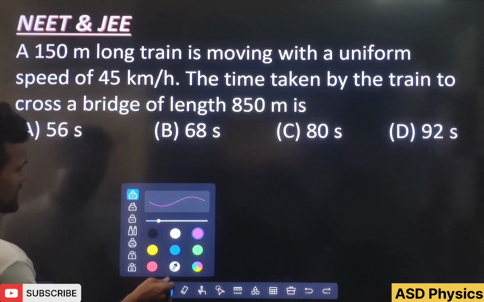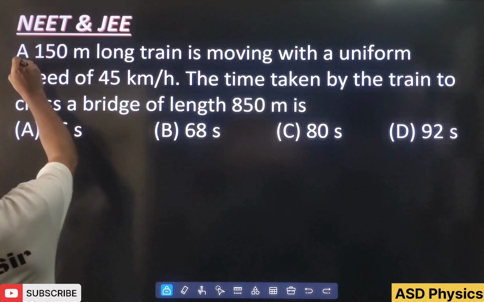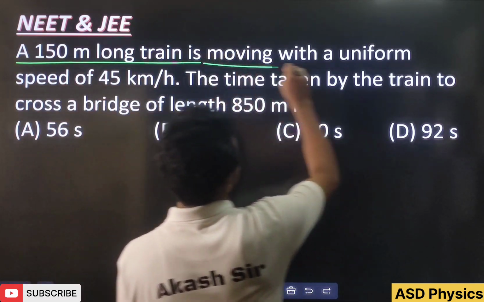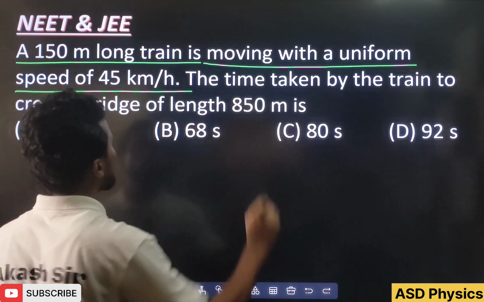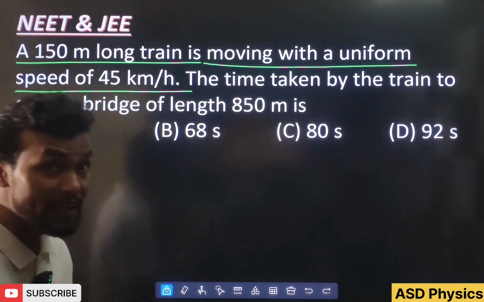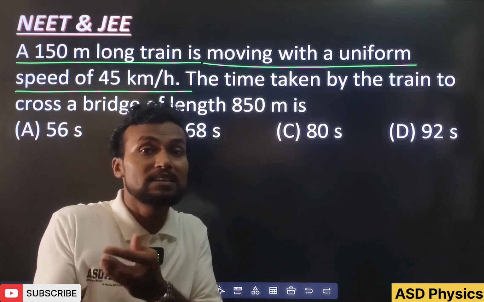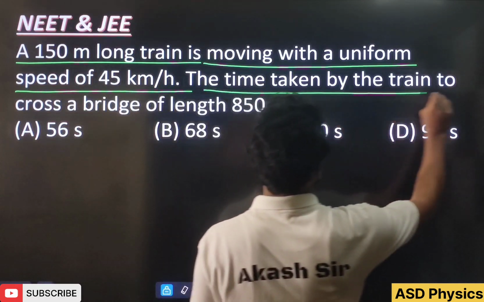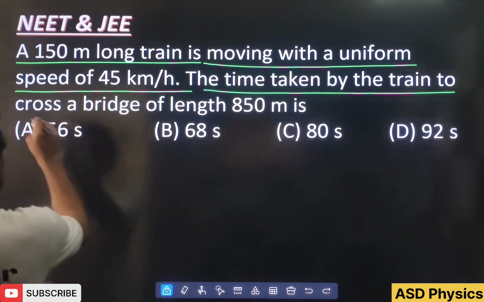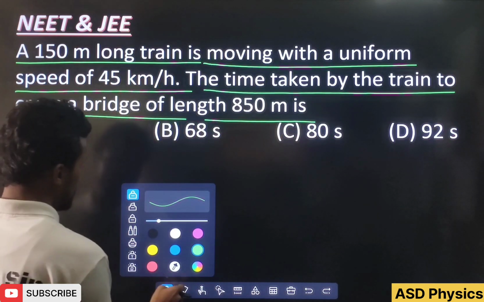And this kind of question also used to come sometimes. We'll see here. So the question is, a 150-meter long train is moving with a uniform speed of 45 km per hour. I told you, remember, average speed is just like a hypothetical uniform or constant speed. And the time taken by the train to cross a bridge of length 850 meter is how much?